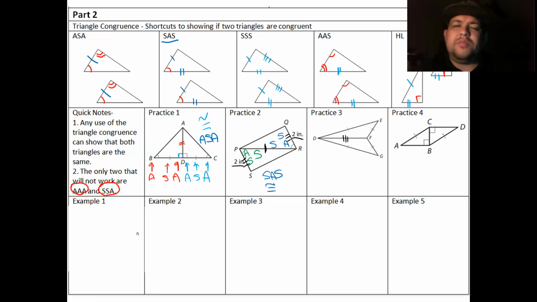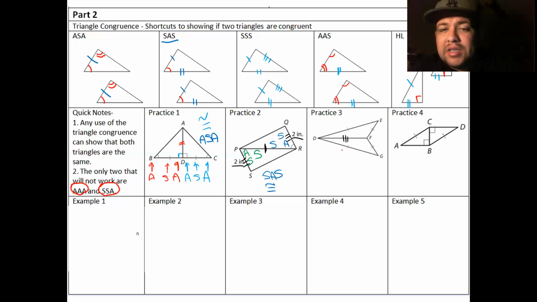Again, these are shortcuts because if we had to show CPCTC, we'd have to show all angles and all sides are congruent. But if we just use one of these 5 to show it, it's quicker. We only have to show 3 parts to it, either an angle or side, depending on what the angle congruence tells us, and we're done.